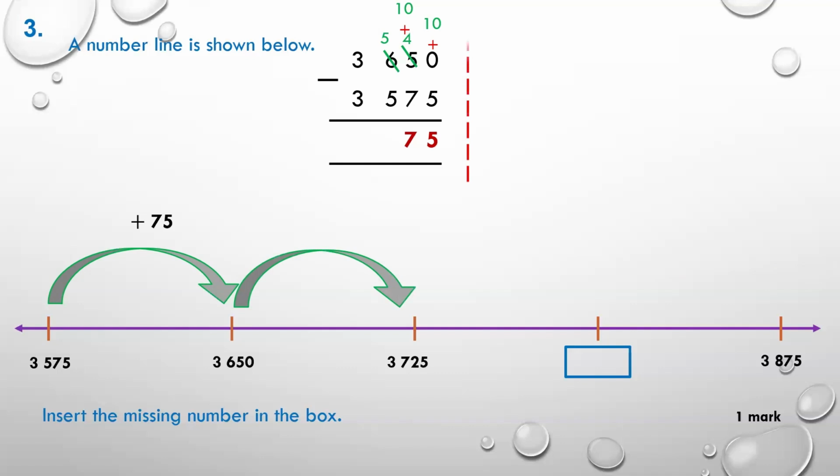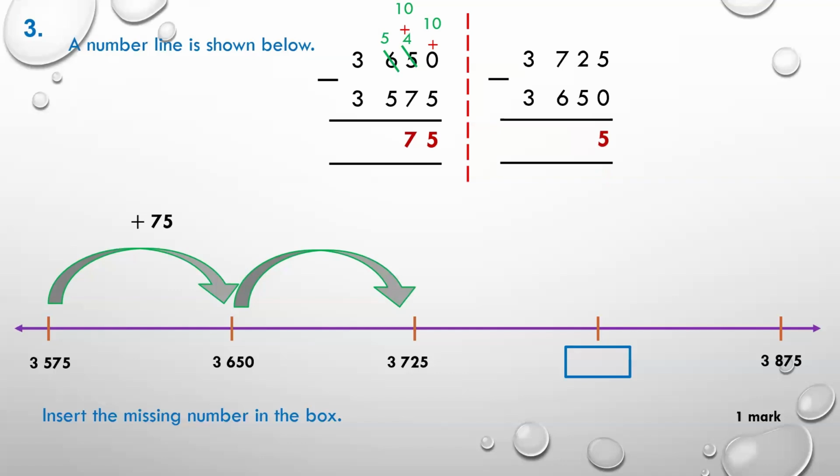So let's go do that again. How do we find the difference? We put the larger number, 3,725, minus 3,650. And we subtract. Let's look at the ones. On the right-hand side, we have 5 ones minus 0. We're not taking anything from it, so we're left with 5.